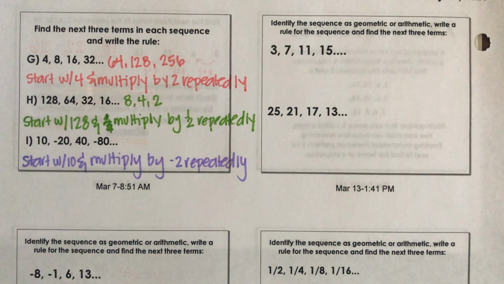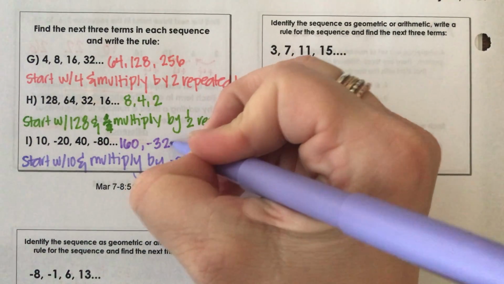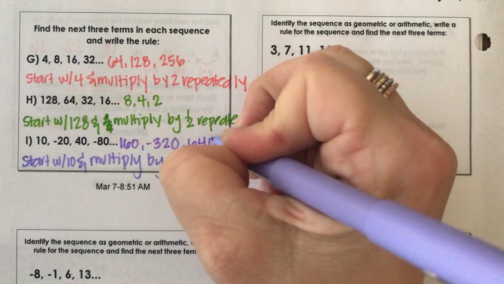So when you're multiplying by a negative, that's what's going to make it switch back and forth from positive to negative, positive to negative. So that would be 160, -320, and 640.